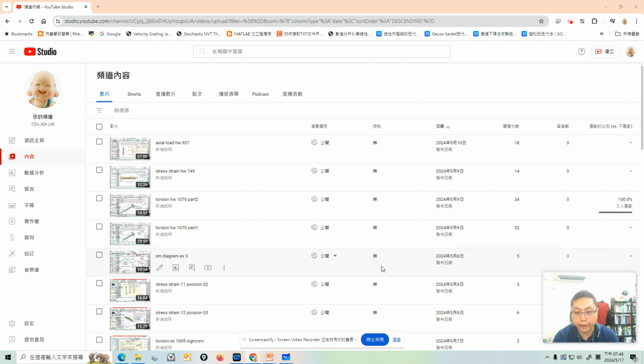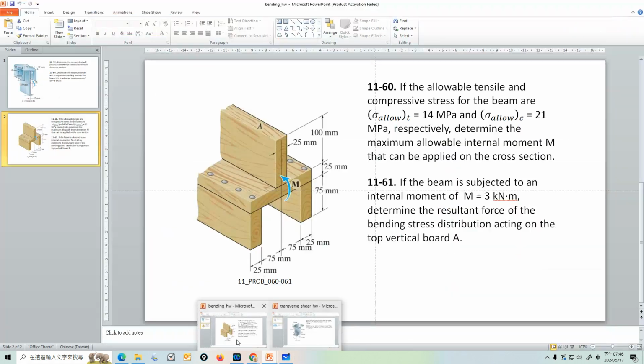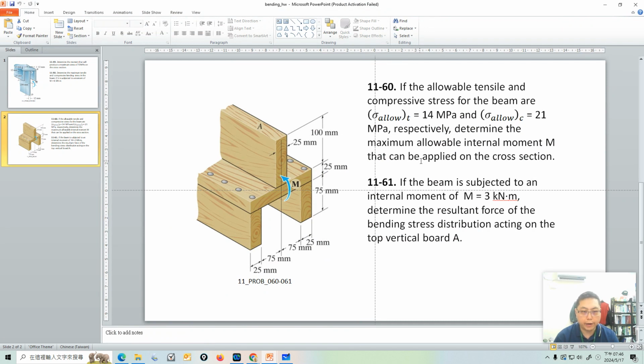In this video I'm going to demonstrate a bending stress calculation problem, and it's on your homework. It is this one, problem 1160, from your textbook. I chose it for this demonstration because I think this problem may be kind of difficult for you. The problem says there's a beam like this.